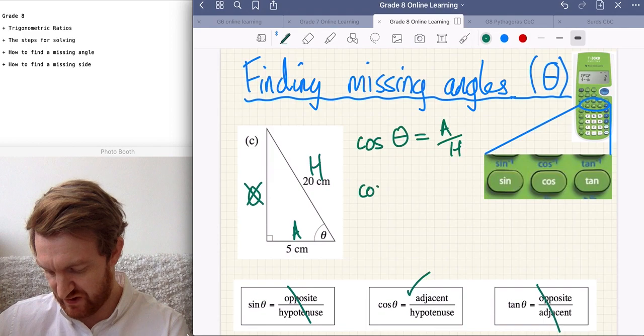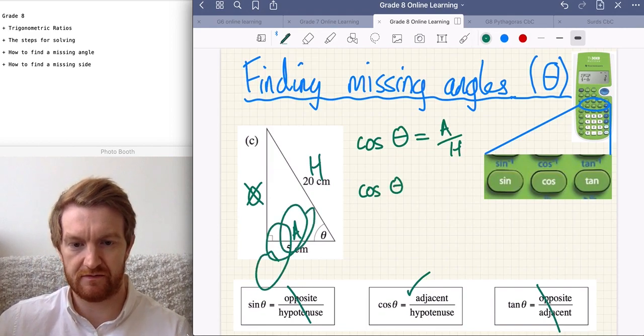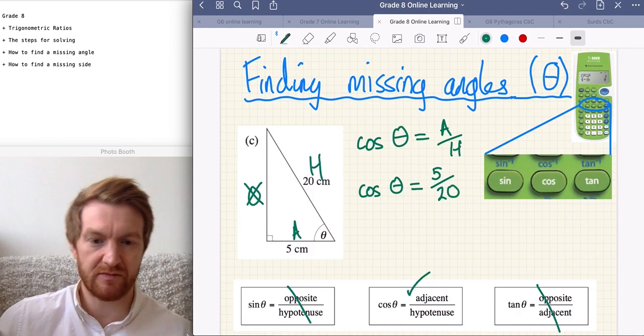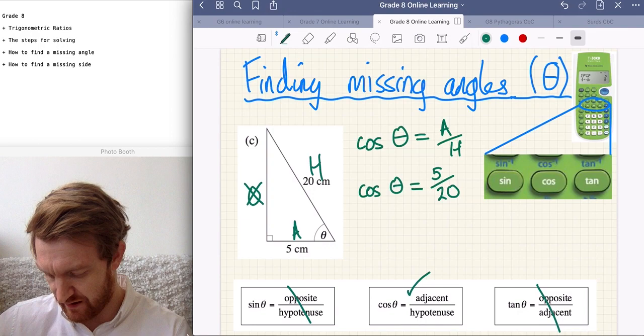We put in our numbers. So what is the adjacent? Well, we look at it and go, oh, it's 5. That was weird. The hypotenuse is 20. We could simplify to a quarter. We don't need to. So now we know that the cosine of a quarter, we're going to put a quarter, but you could have left it as 5/20.